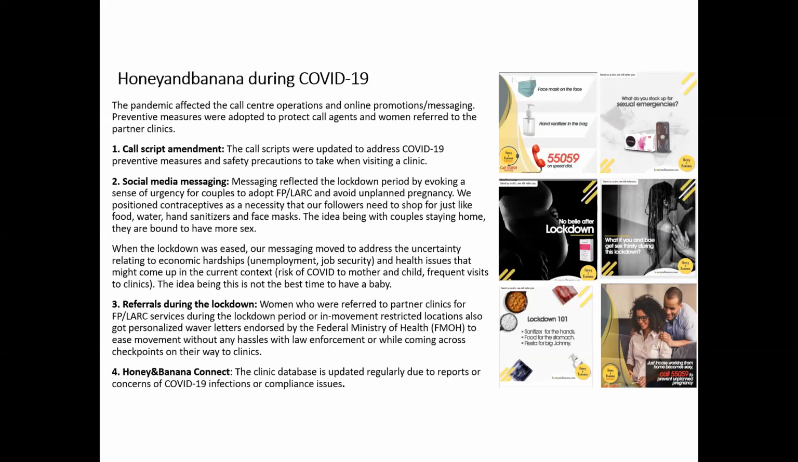And eventually, when the lockdown was enforced here at the end of March, we started changing our messaging to reflect the current context of the country, the impact it'll have on couples. For example, we began talking about contraception as an essential item needed during the lockdown. The idea, of course, being with more couples staying at home, there's bound to be more sex, hence higher chances of unplanned pregnancies. And considering the uncertain situation, inflation, health risk, the message we put out both from the call center and also the social media platform was, this is certainly not the best time to have a baby or an extra mouth to feed, as they say here.